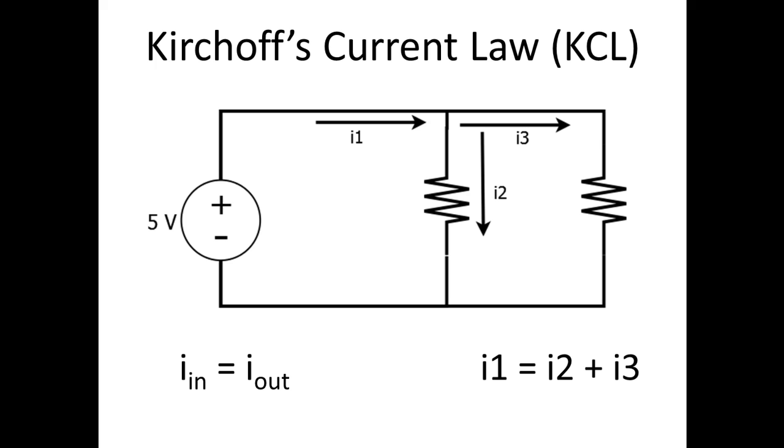The second of Kirchoff's laws is Kirchoff's current law. Kirchoff's current law, or KCL, states that the sum of the currents coming in is equal to the sum of the currents going out. For instance, in this example, we have I1, the current in, is equal to I2 plus I3, which is the current going out.